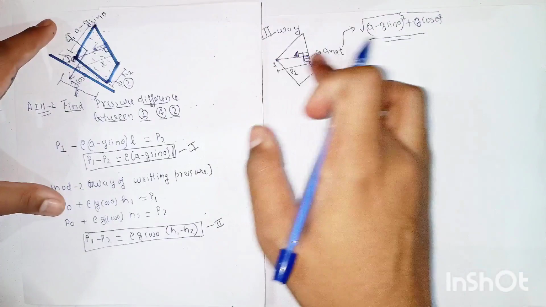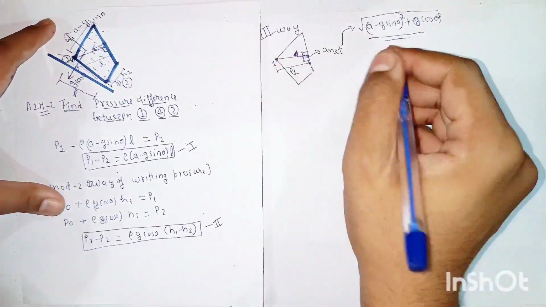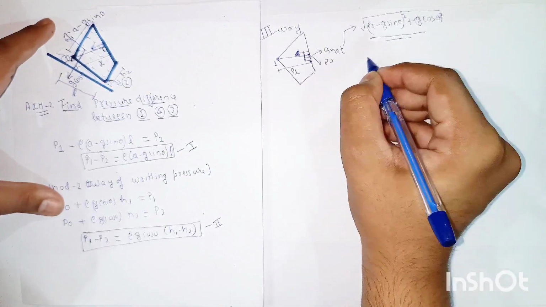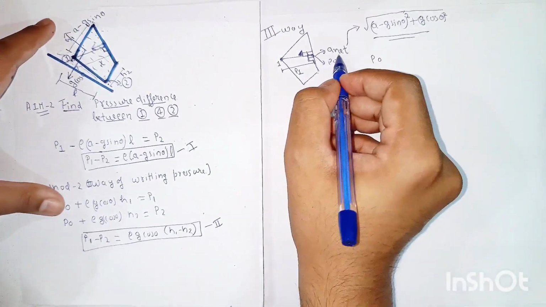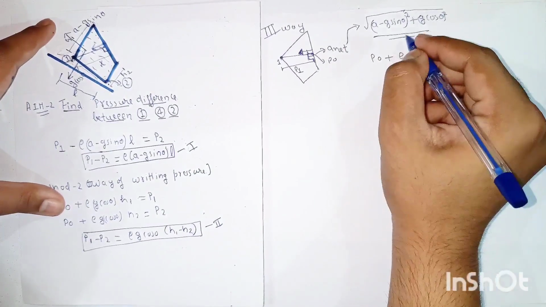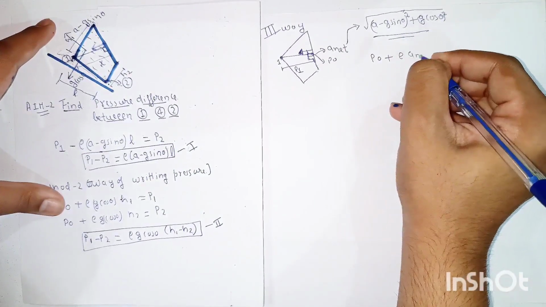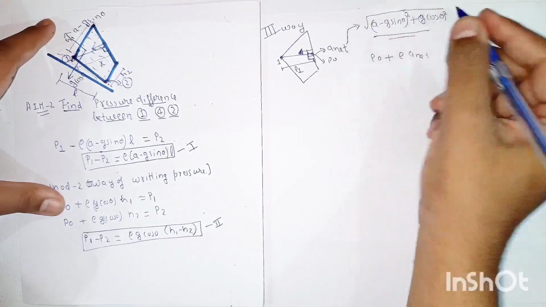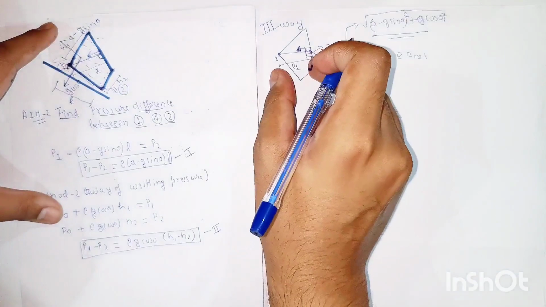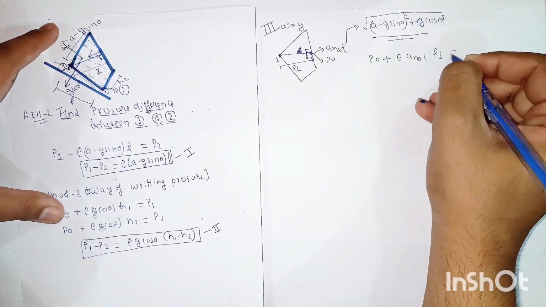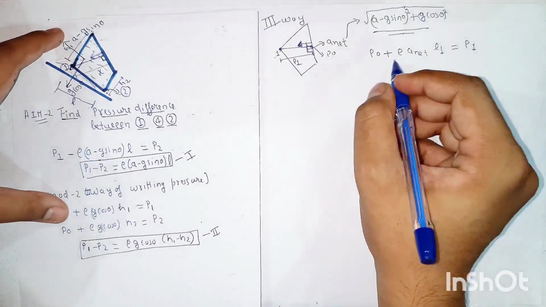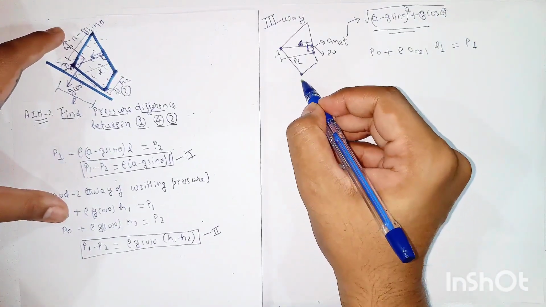So let me travel along this path. Here pressure is P naught. Now we are traveling along the direction of net acceleration, plus rho a net. What is a net? This is a net, and this length is L1, and finally we are at point 1. This is point 1, so P1. Now similar way, this is 2.